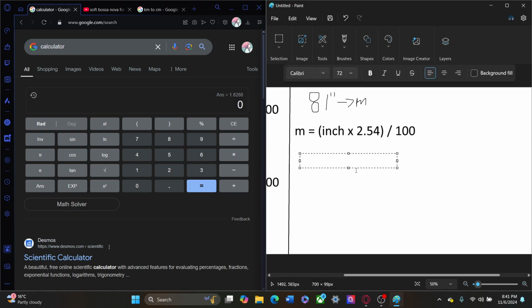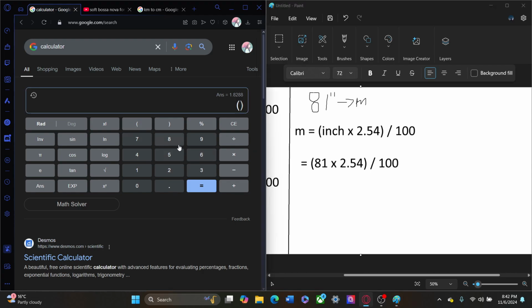So then we do inches, which is 81 as we can see, times that by 2.54, divide that by 100, right? So same thing right here. 81 times 2.54. Close that. Then divide that by 100. Easy, right there, right?